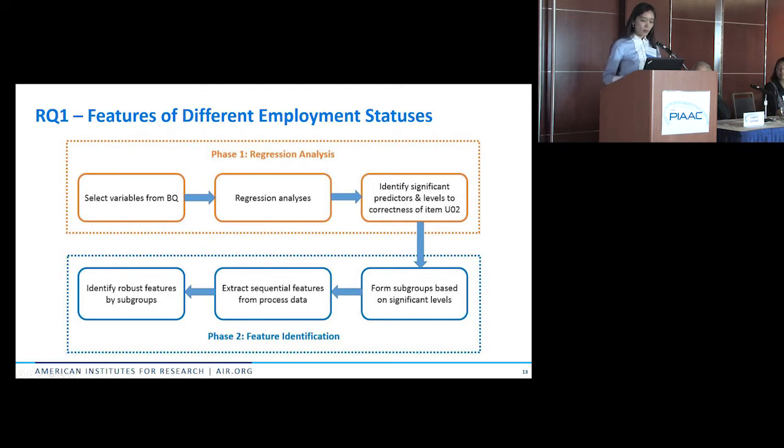So then we focus specifically on the correctness of U02, and we divide the test takers into subgroups based on these significant variables. Now that we have these groups with significantly different probabilities of getting U02 correct, we want to know what kind of actions are associated with these very different probabilities.